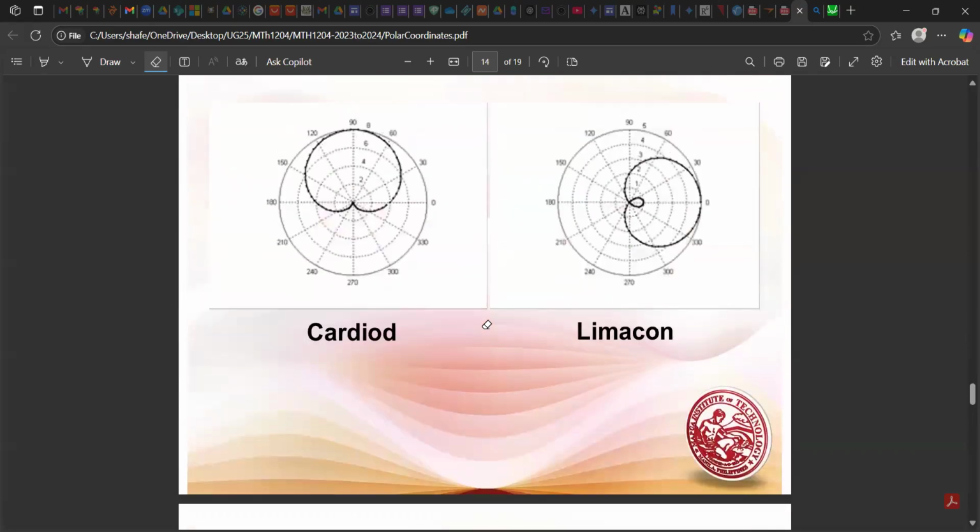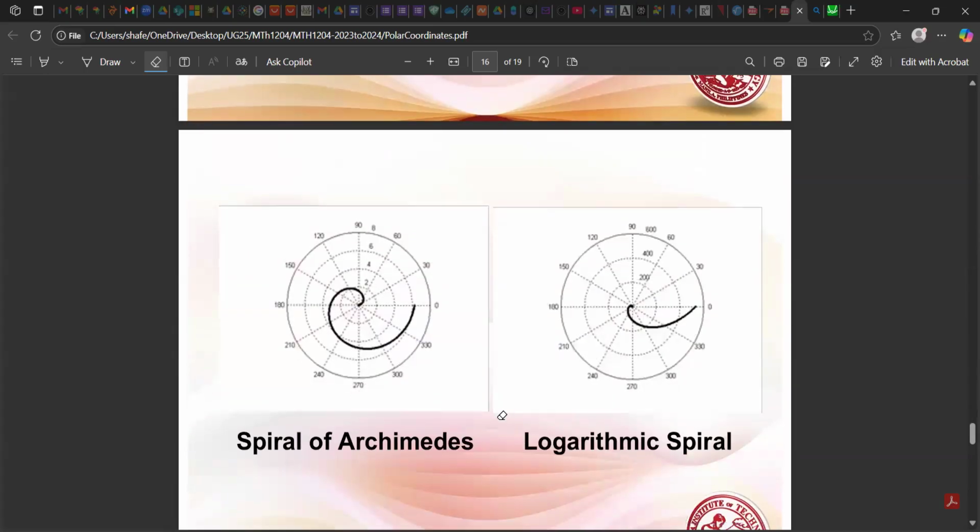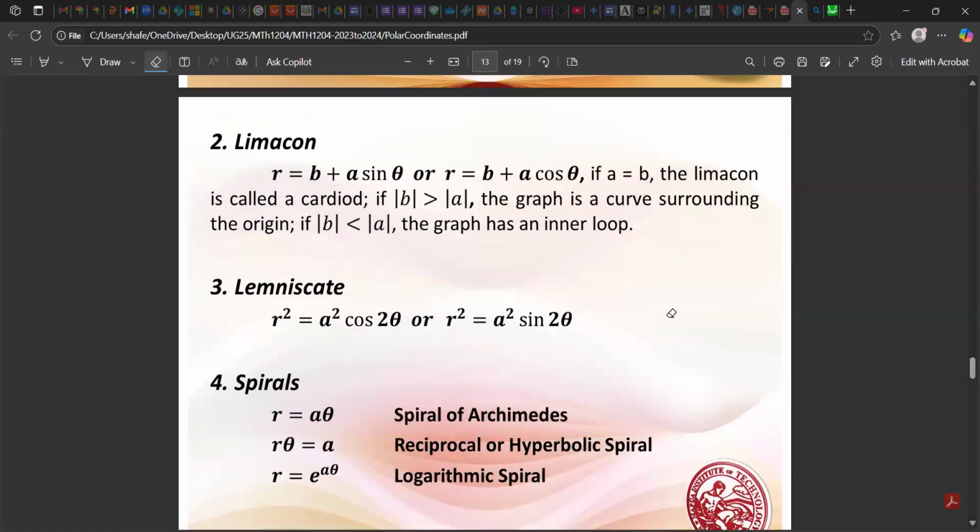And then lastly, coming back to this here, you have the spirals, right? The spiral of Archimedes, the reciprocal or hyperbolic spiral, the logarithmic spiral. I don't want to get into too much detail, right? But the spirals will look like, scroll up again, this is what they will look like, right?